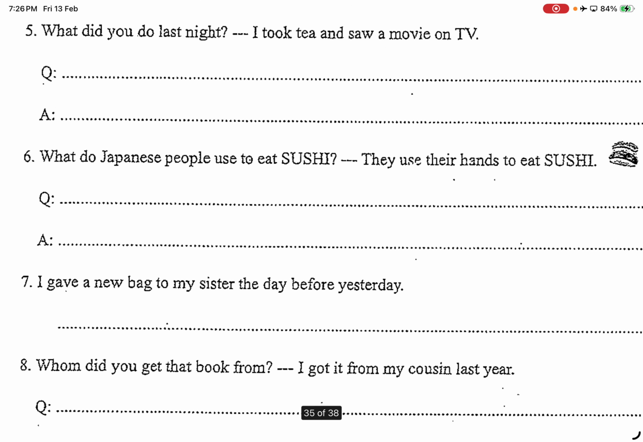What do Japanese people use to eat sushi? 日本人は何で寿司を食べますか? Okay, we don't say nani de, we say nan de. But your answer is correct. 日本人はなんで寿司を食べますか? なんで means by how, right? By what? So, by how to eat sushi.